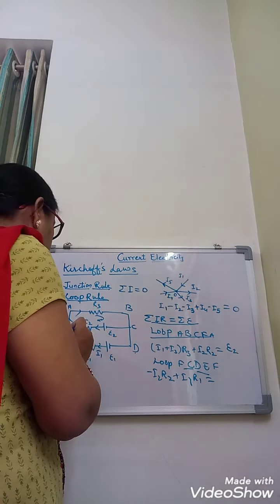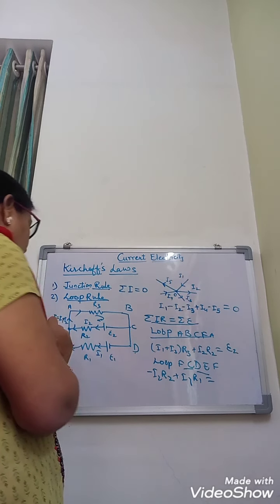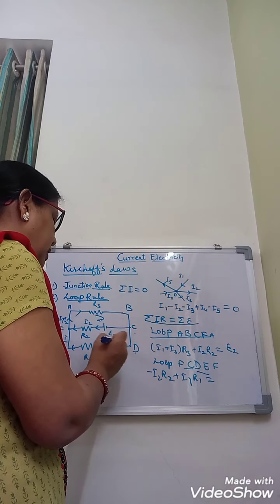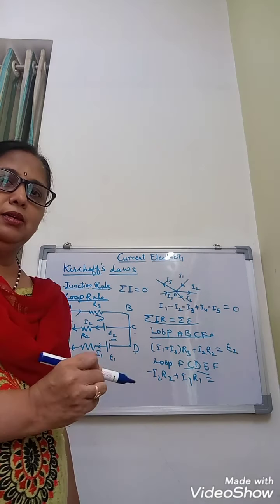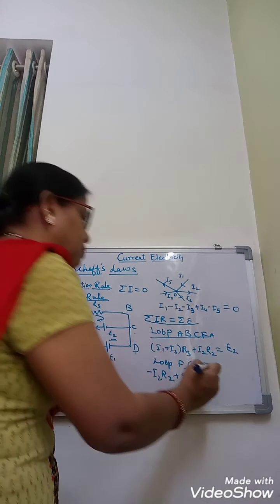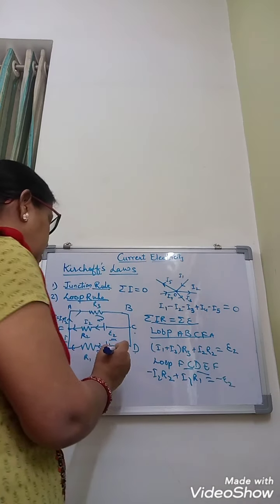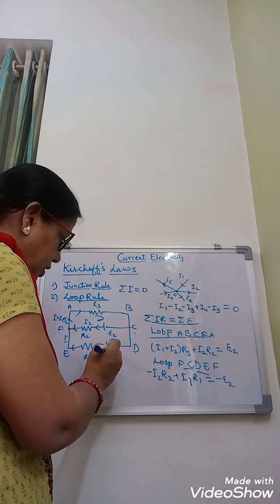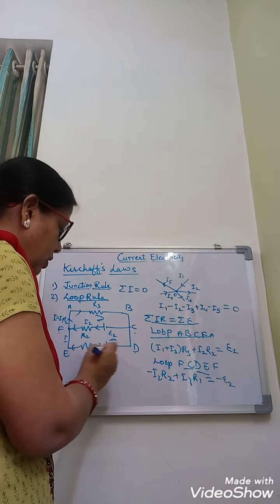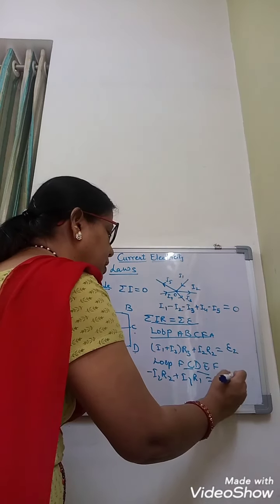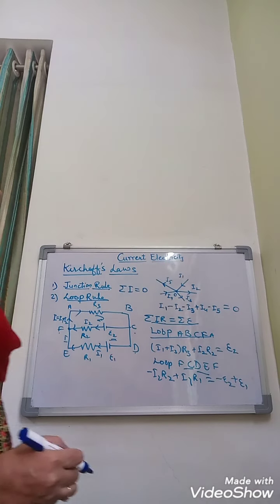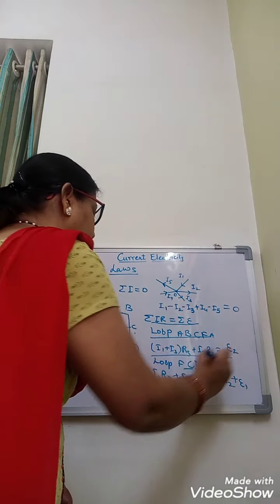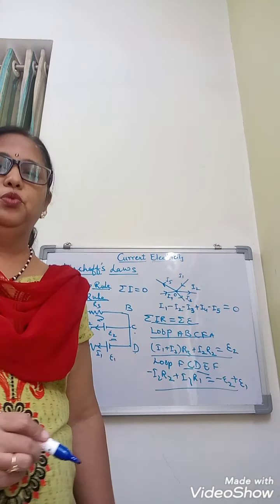Now here I am going from F to C, and the current is going from C to F. So I have to take the direction of EMF, plus or minus. It is opposite, so it is minus E2. And in this loop I am going in this direction, current through this cell also is in the same direction. So plus E1. So in this way I have written the loop rule for the two loops, for the upper loop and for the lower loop.